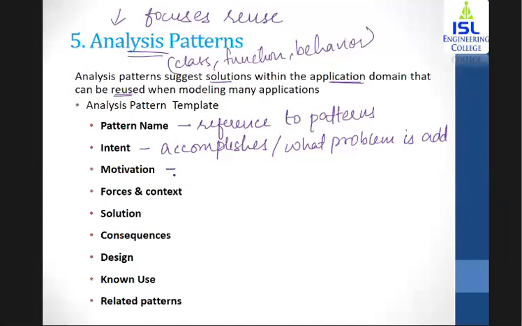Then going on to the motivation. Now this motivation is a scenario, like a story. This particular story is going to tell you how the pattern can be used to address the problem, how you're going to use the analysis pattern so that you can address the solution.